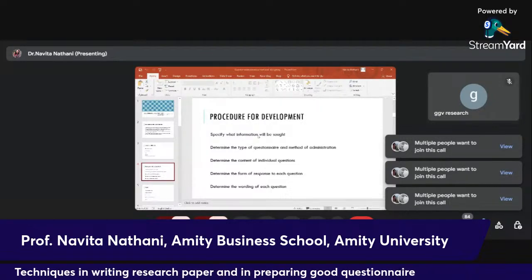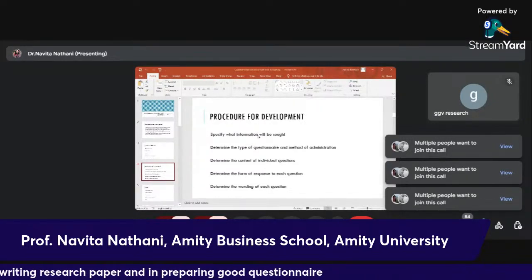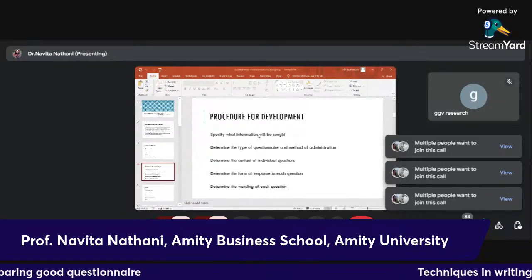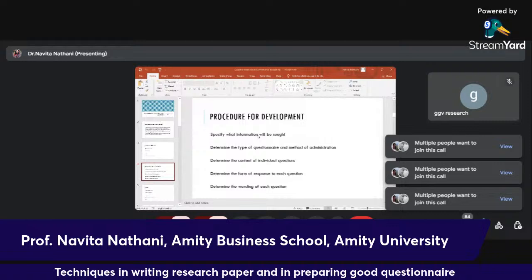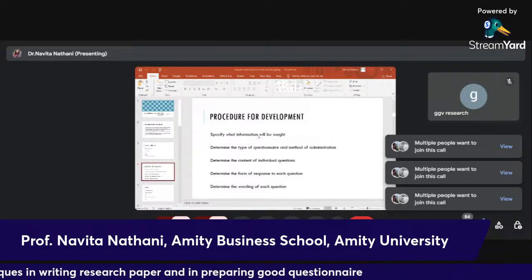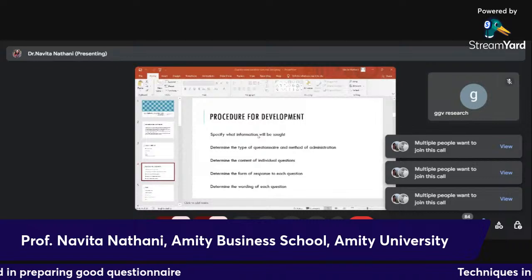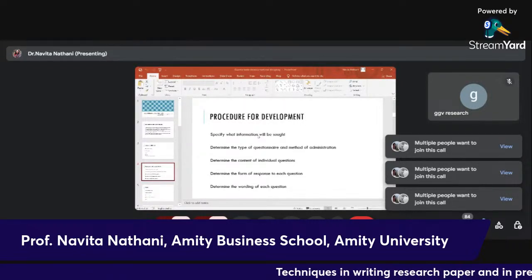Suppose you are not getting questions and you are new to the field and you are doing something very new, और कोई एक part का question आपको नहीं मिल रहा है, then I would suggest you follow this method. Procedure for development है ये. What kind of questionnaire you want to have, determine the content of individual questions, determine the form of responses to each question, and determine the wording of each question.